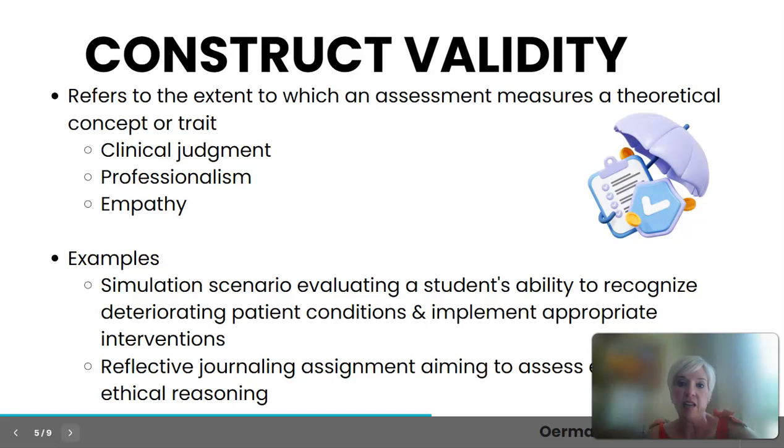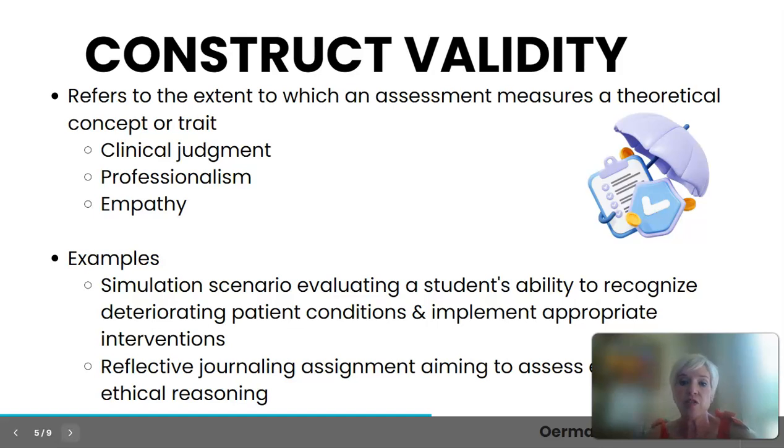Construct validity refers to the extent to which an assessment measures a theoretical concept or trait, such as clinical judgment, professionalism, or empathy. These are abstract and multifaceted qualities that can't be directly tested, but are inferred from behavior or performance. In nursing education, construct validity is crucial for assessing competencies that go beyond just rote knowledge.